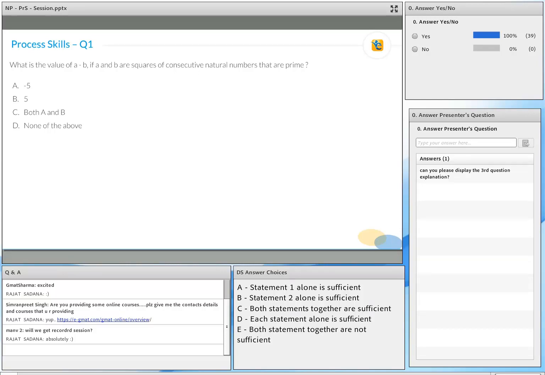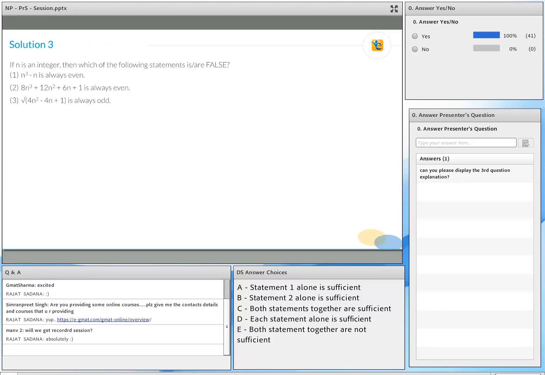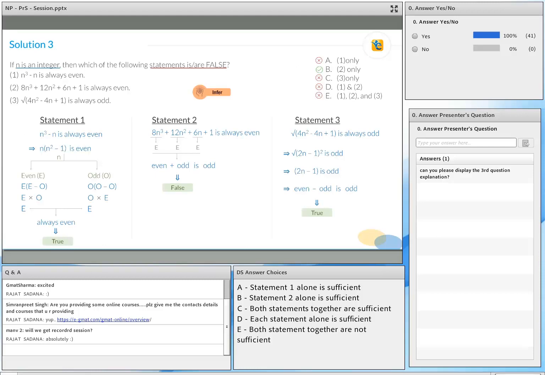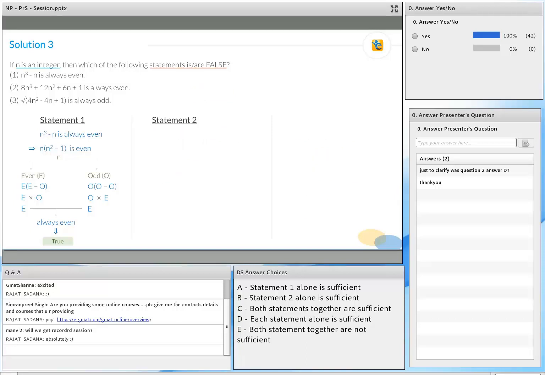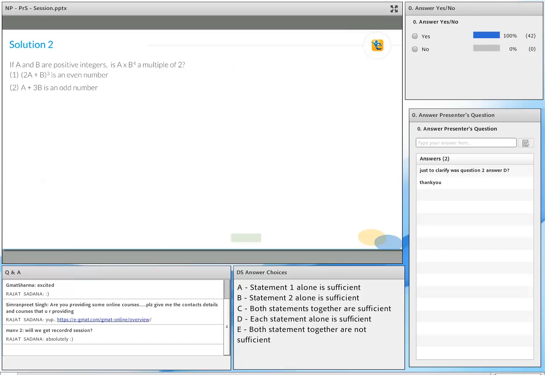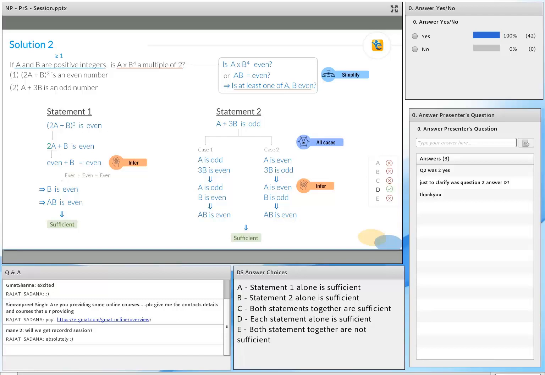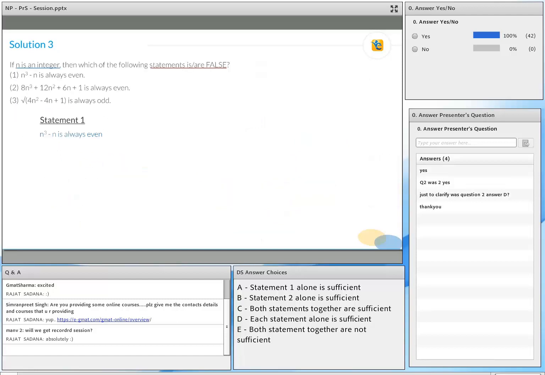Yes, no? Can you display the third question explanation? Okay, I'll show it to you. Here is the third question explanation. But I'll be sharing this PDF with you so you'll have it, right? Again, I don't expect you guys to go through this just this one time with me. There's a lot of content over here. I want you to go through these questions again at your own pace and do that self-reflection as to why you made a mistake or what it is that you didn't do correctly. Okay, just to clarify, was question two answer D? Let's go back. Sorry, I don't remember off the top of my head. Let's go back to question number two. Yes, the correct answer is D. You're correct. Okay, all right.